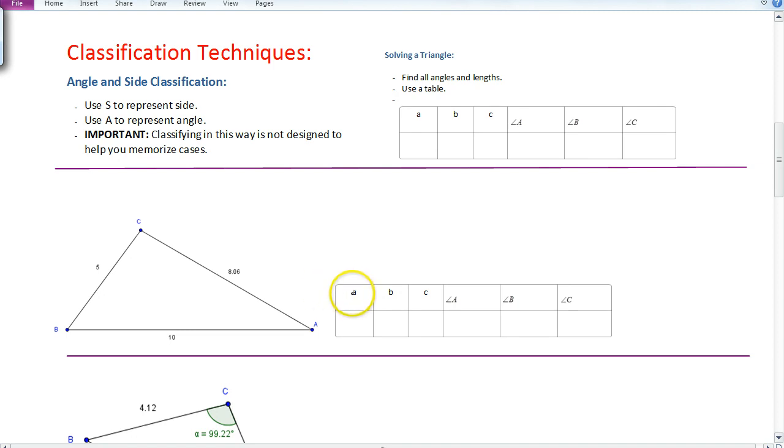So I have side A, side B, side C, angle A, angle B, angle C. So if I take a look, side A is going to be 5, side B is 8.06, and side C is 10. So this is said to be a side case because I'm given three sides. So we say this is a side case. Let's look at the next one.